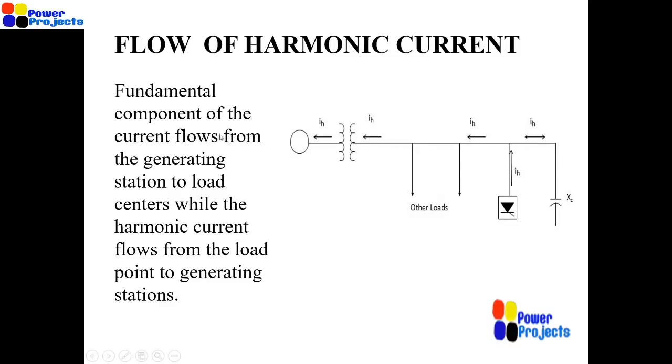The fundamental current always flows from source to load, but harmonic current is vice versa. It always flows from the load toward the generating stations, not necessarily the generating stations, but wherever it finds the least impedance path. Like here, the harmonic current has two paths: it can go towards the source, or towards another parallel path which has the least impedance, in this case a filter.